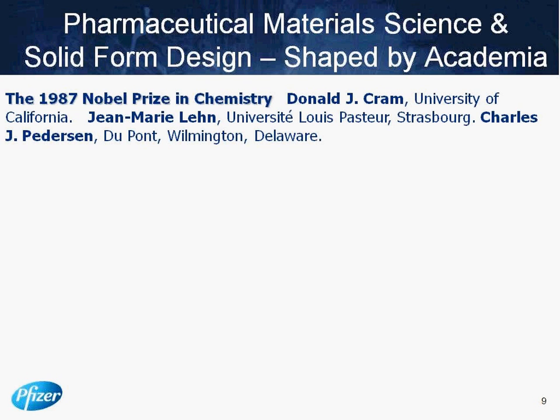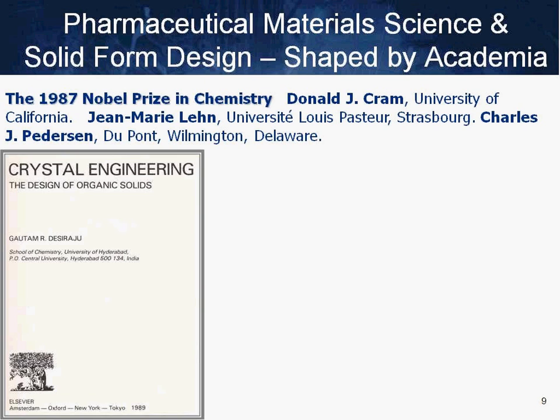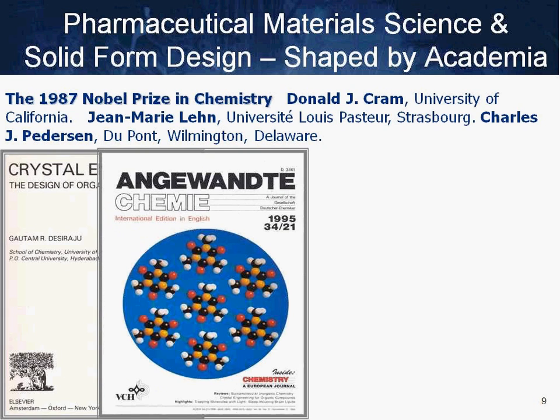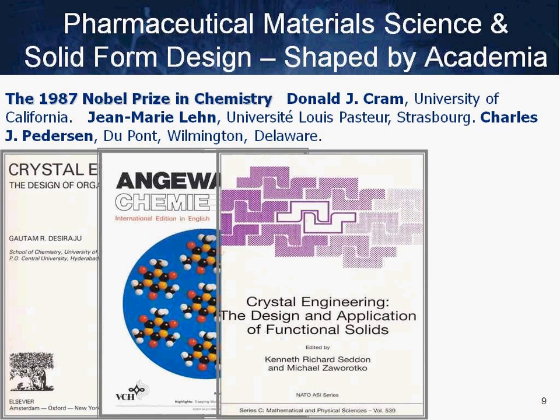So clearly we have the Nobel Prize for supramolecular assembly. That then resulted in people starting to think about crystal engineering, the design of organic solids. You can see throughout the literature a number of examples where the influence of that thinking is starting to permeate its way through both chemistry and material sciences. You start to think about not just the design of organic solids, but the design and application of functional solids.